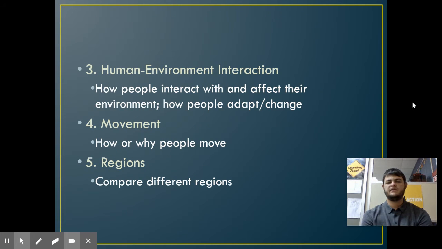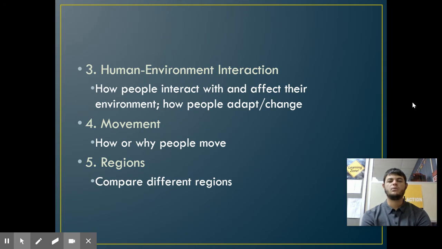The third one is human environment interaction. It's how people interact with and affect their environment. So essentially, it's how people adapt or change to fit their environment. For example, if you live in Florida, you're going to wear different clothes than if you live in New York because the weather is different. So the people have to adapt or change.